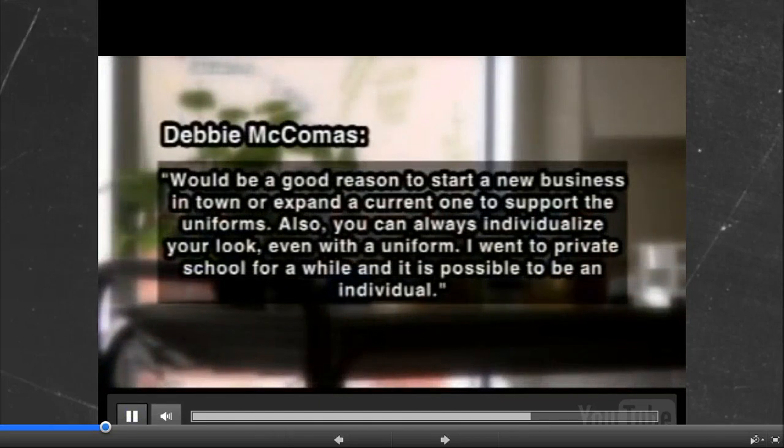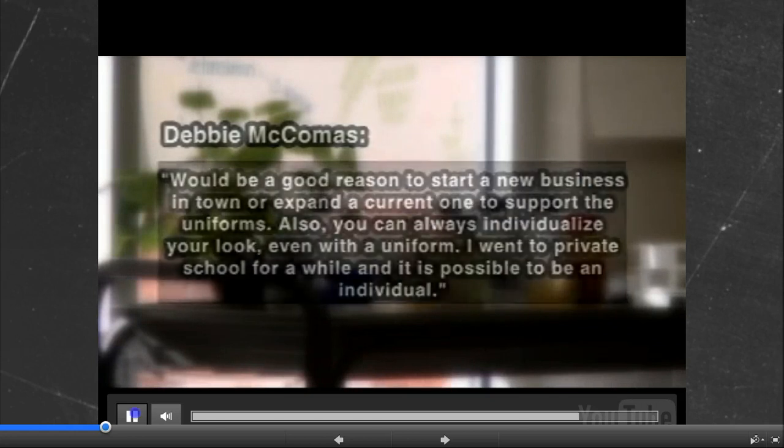Debbie McComas says it would be a good reason to start a new business in town or expand a current one to support the uniforms. Also, you can always individualize your look, even with a uniform. I went to private school for a while, and it is possible to be an individual. What does Debbie think about school uniforms? What's her point of view?